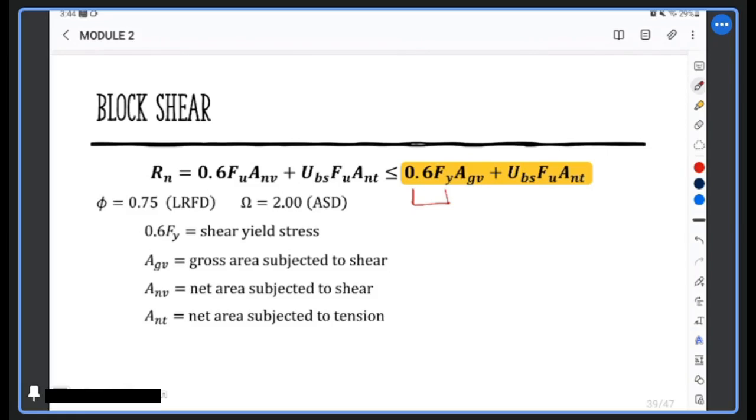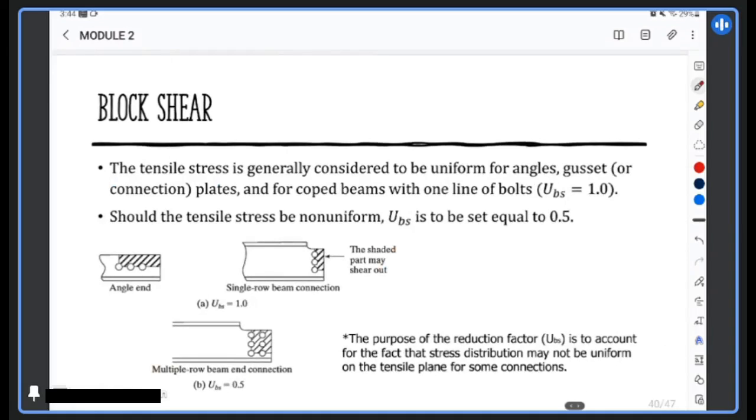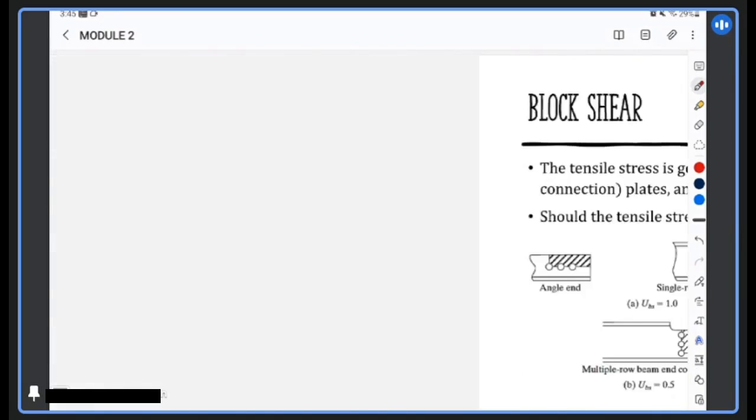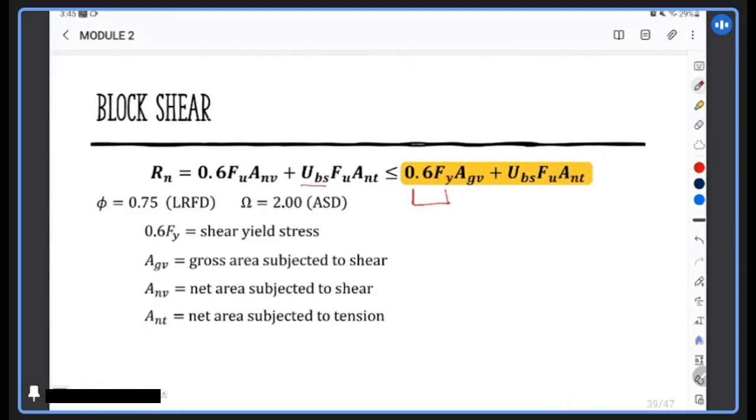Okay. So, the tensile stress is generally considered to be uniform for angles and gusset plates, and for coped beams with one line of bolts. So, yung coped beam dyan, that's Ubs equal to 1.0. Ito, single line. Or kapag single line daw, or one line of bolts, we use Ubs equal to 1.0. Saan natin gagamitin yung Ubs? That is the block shear reduction factor, Ubs.